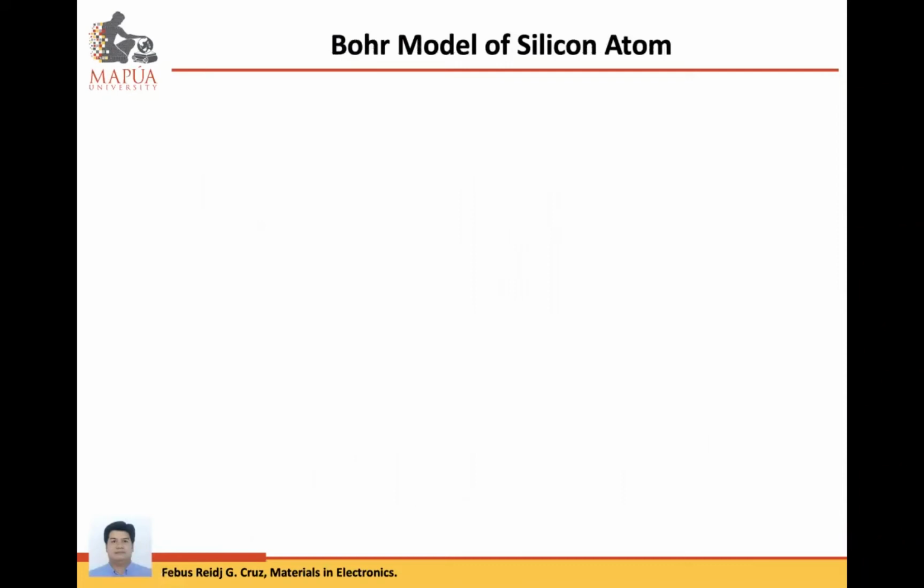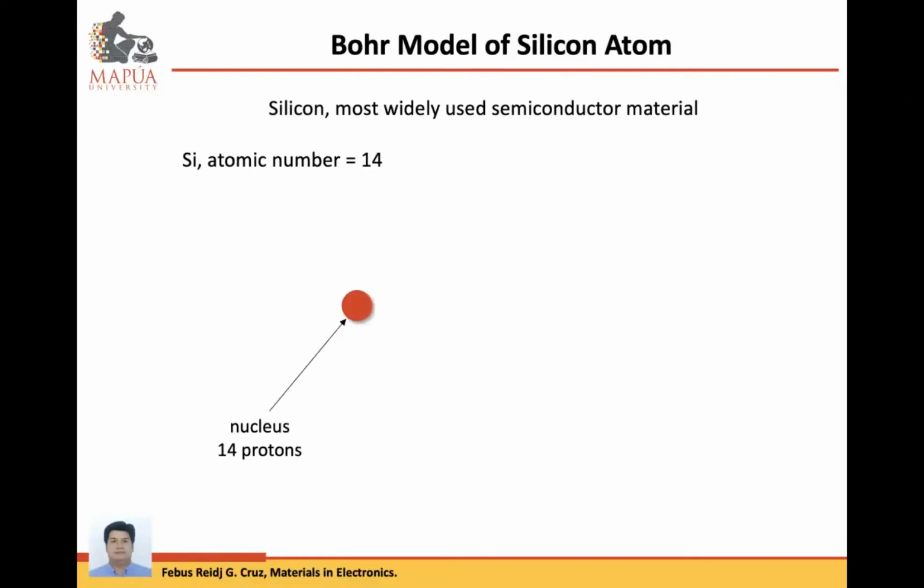So allow me to present the silicon atom using the planetary structure or the Bohr model. Silicon is the most widely used semiconductor material, and the atomic number is 14, which means on the nucleus, there are 14 positive protons. And to distribute the number of electrons, we have this equation. Ne is the maximum number of electrons in a shell, and it is equal to 2 times the square of N, where N is the shell number.